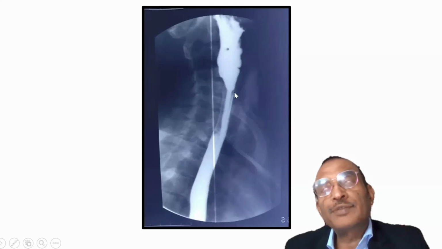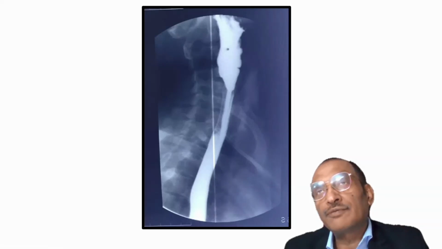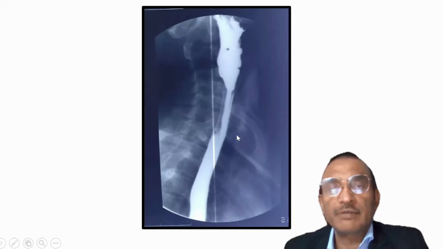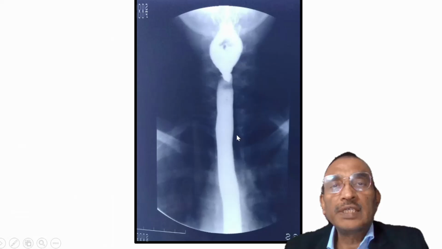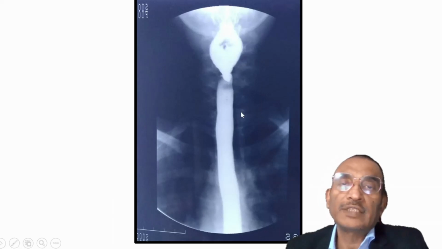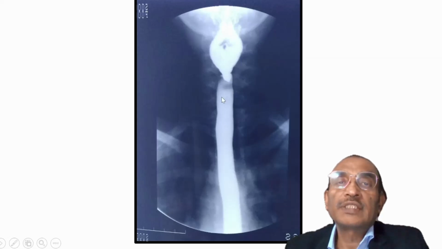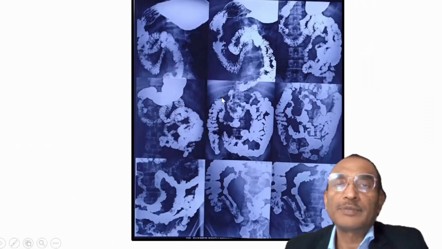So webs will always be only one few millimeter in thickness. In contrast, rings will be wider and strictures will be further wider. So that is how we make a distinction between them. So webs can be single or multiple, that has to be realized. So this is a single web which is seen in this patient. Sometimes there are multiple webs.